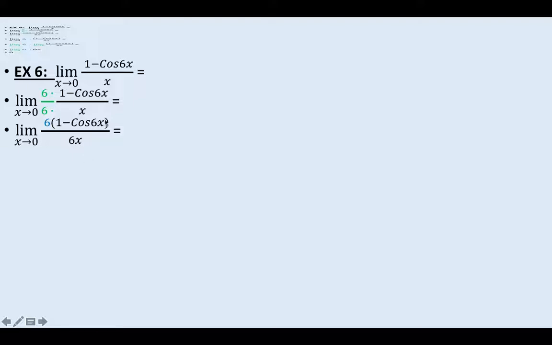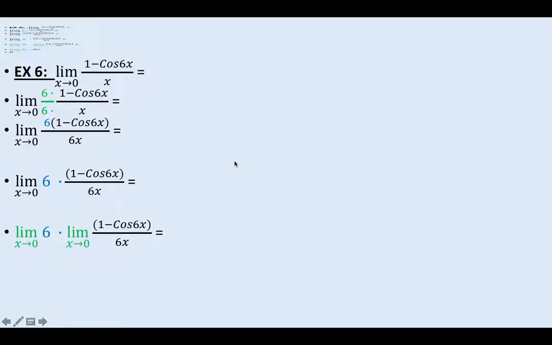Alright, so now this chunk right here looks like my 1 minus cosine blank, or box, all over blank. So I know that this right here, for sure, I know the limit is going to be 0, because as x approaches 0, that quantity was equal to 0 according to the theorem. So I pull out my 6 out in the front like usual.